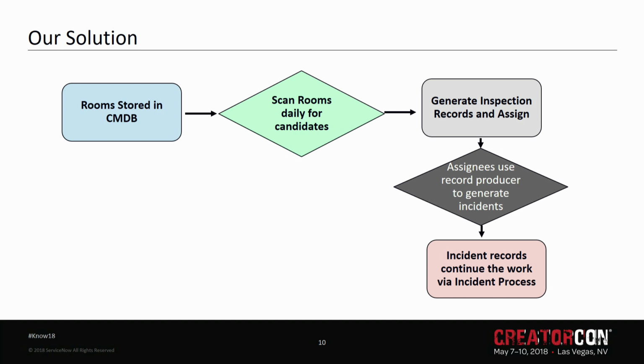And when the staff member comes in to do the inspection, they may find a problem. A light bulb needs to be changed, or somebody disconnected all of the cables to hook up their Xbox, something like that. And that's, as you can imagine, an incident. And so we added a UI action to the inspection record in order to launch a record producer for incident, so that the problem solving and resolution process can continue in the existing incident process that the classroom has been using. And so that pinkish oval in the bottom right, that's actually a handoff to an existing process.